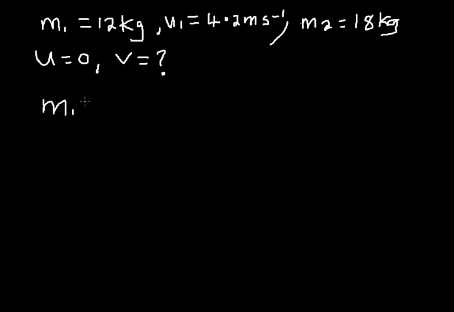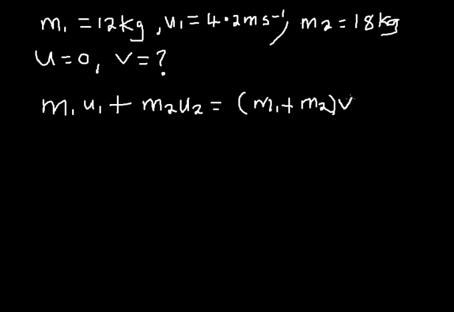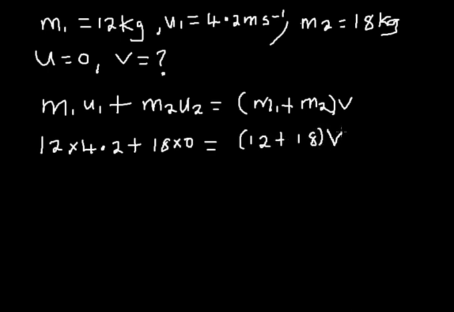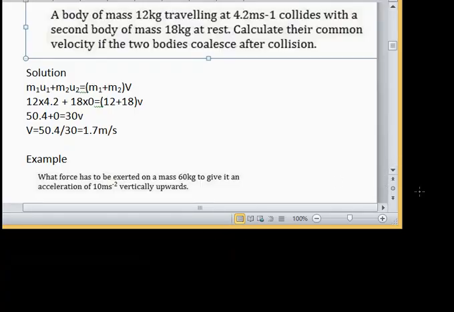From Newton's third law, inelastic collision, M1U1 plus M2U2 is equal to (M1 plus M2) multiplied by V. So this is going to be 12 times 4.2, then plus 18 times 0 is equal to 12 plus 18 times V. I've done this before, though. I don't have to repeat that again.